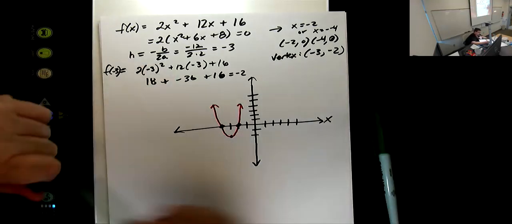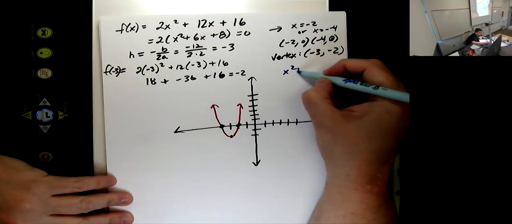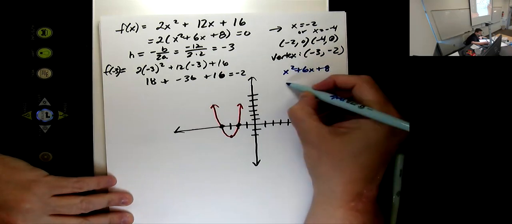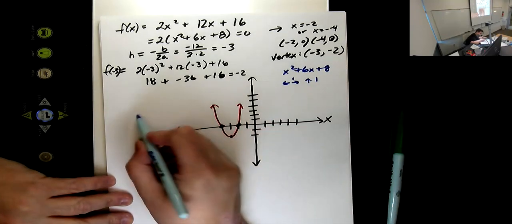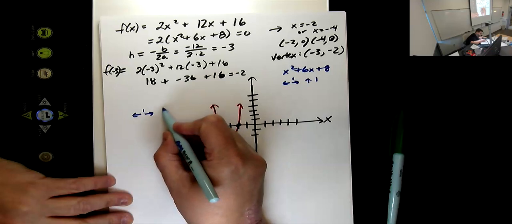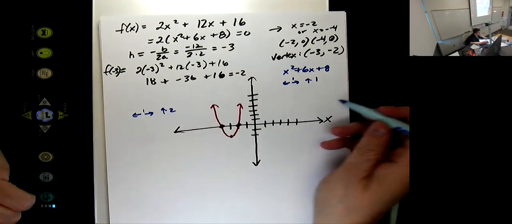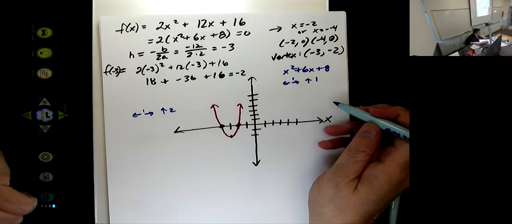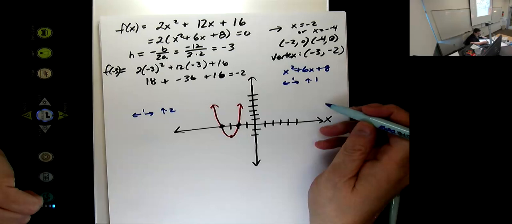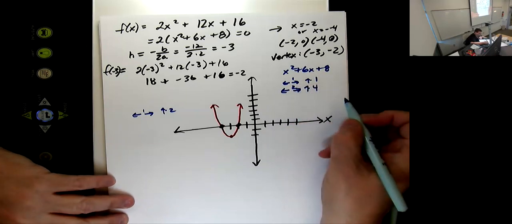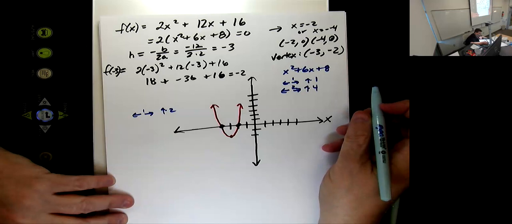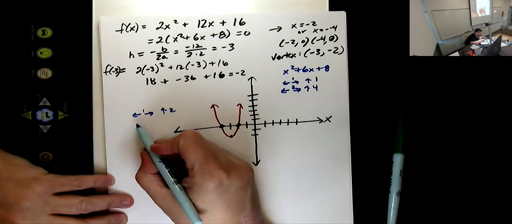Remember when, on the other problem with x squared plus 6x plus 8, we were able to go left or right 1 and then up 1. Here we went left or right 1, and now we had to go up 2. Here we went left or right 2, and we were able to go up 4. What happens here?